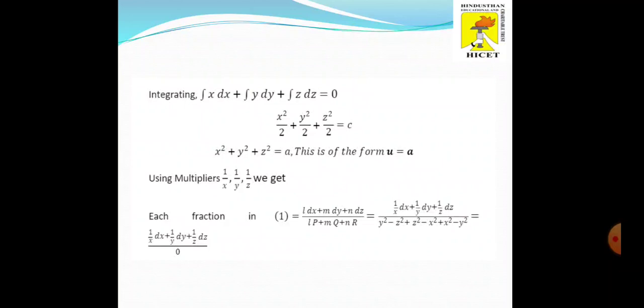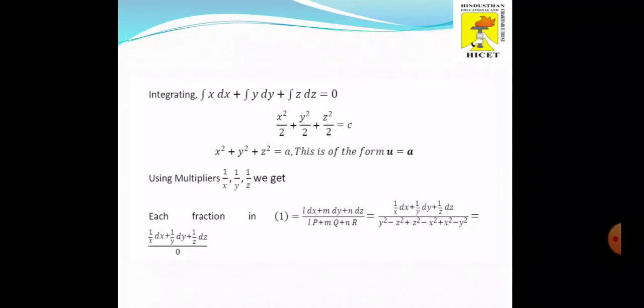Now choose another set of multipliers 1 by x, 1 by y, 1 by z in such a way that the denominator gets cancelled. Now see, let L dx plus M dy plus N dz by LP plus MQ plus NR is 1 by x into dx plus 1 by y into dy plus 1 by z into dz by y square minus z square plus z square minus x square plus x square minus y square. So all the terms get cancelled in the denominator.